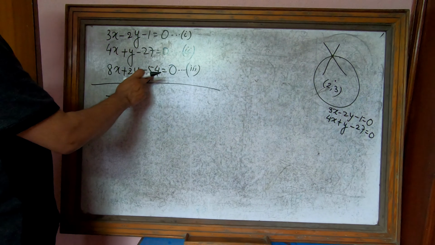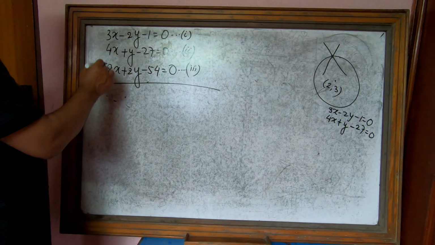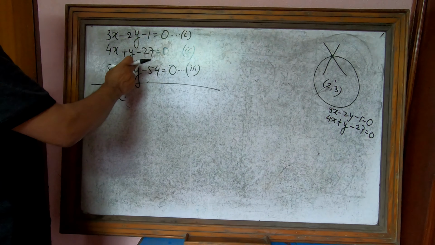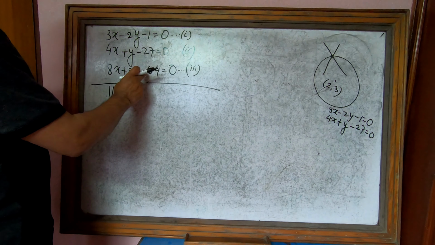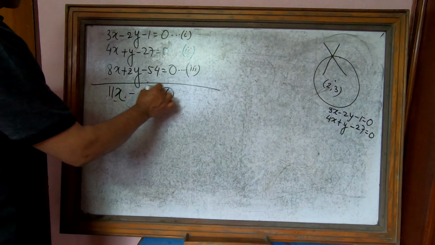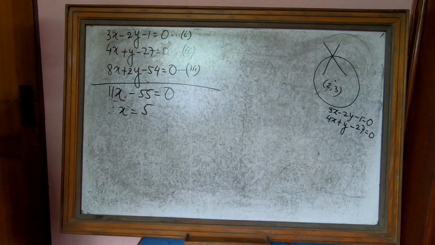They have opposite signs. So this will be 11x minus 2y plus 2y, goodbye. This is minus 55 equals 0. So x is 5.